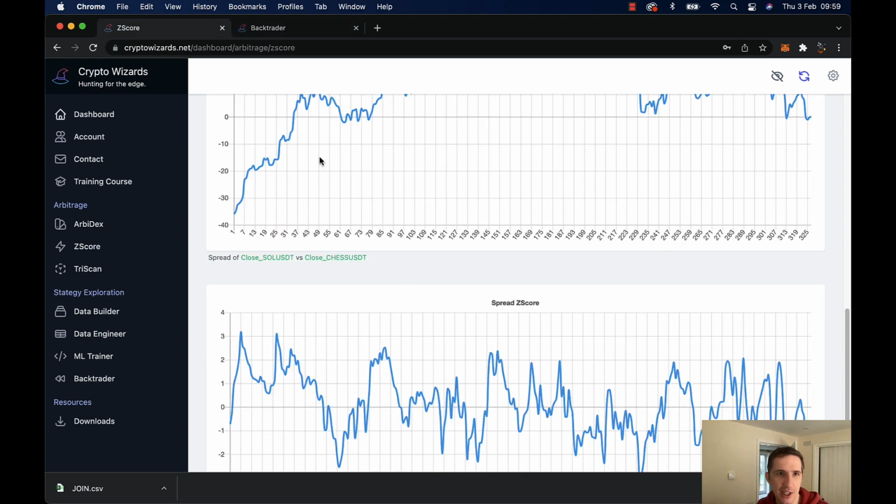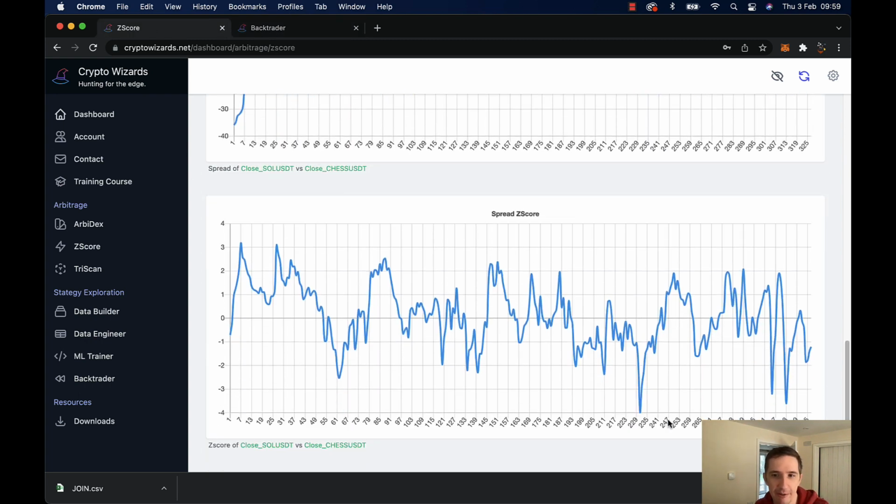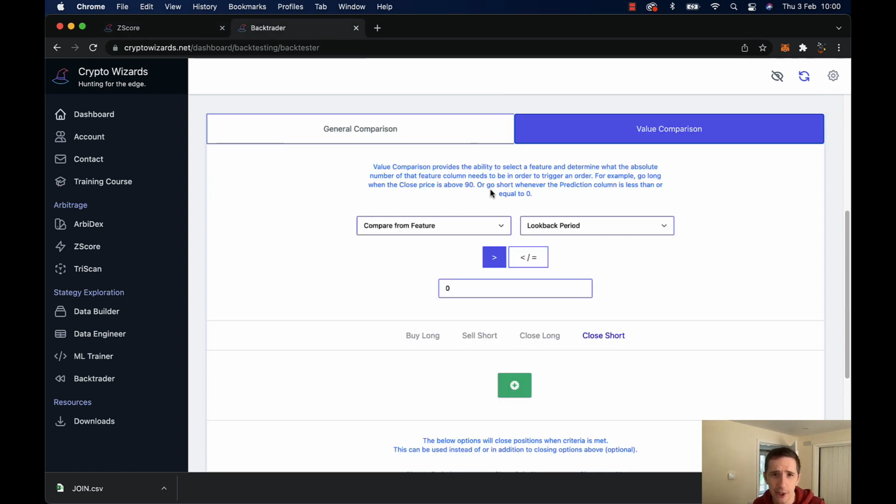And when you look at the Z-score, I want to trade it based on the value. I don't want to compare Z-score to the close price. I want to compare it to an actual number. And so that's what I'm doing here, right? So when the Z-score is at, say, -4, I want to go long, for example. And so that's what I'm going to do here.